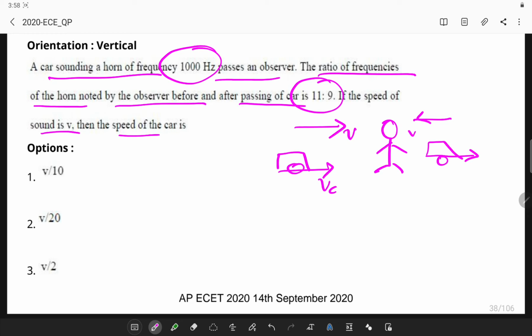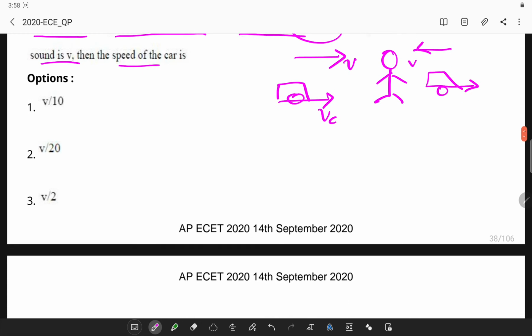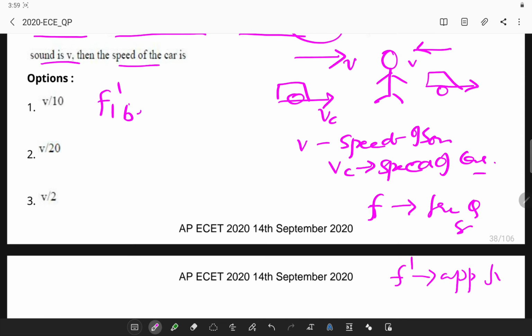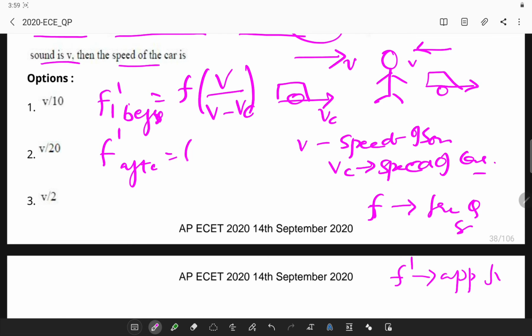Now he'll be hearing the horn frequencies. So initially, V is the speed of sound and Vc is the speed of the car. Next, F will be the frequency of sound and F dash will be the apparent frequency. So simply, as per Doppler's formula, the apparent frequency before is F into V by V minus Vc, and after will be F into V by V plus Vc.